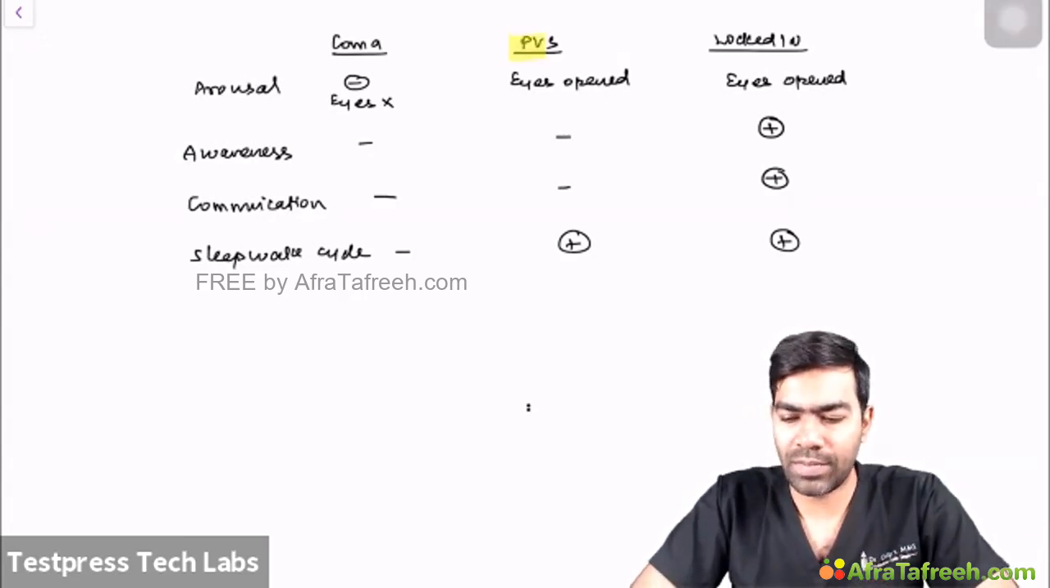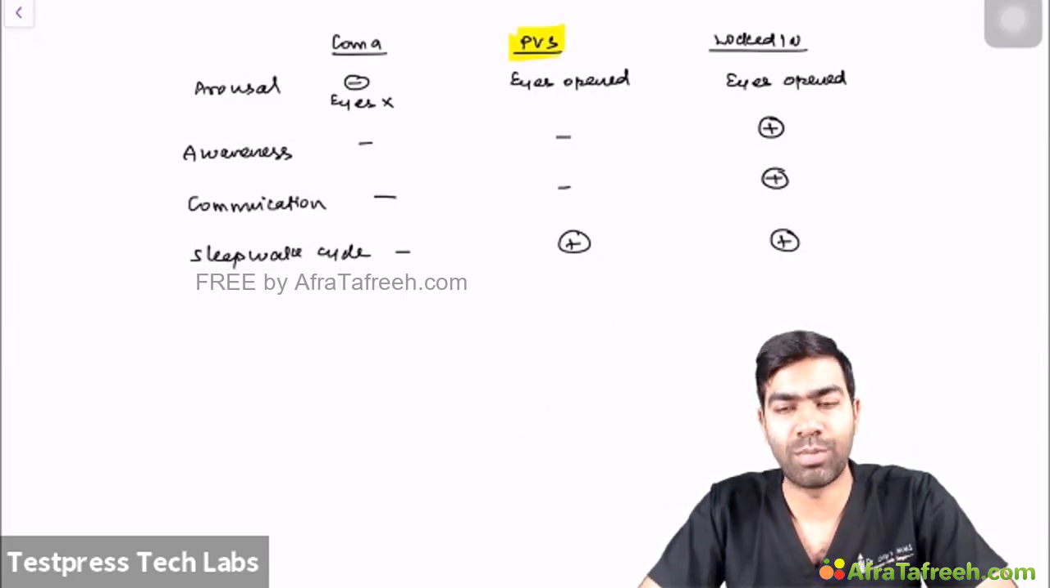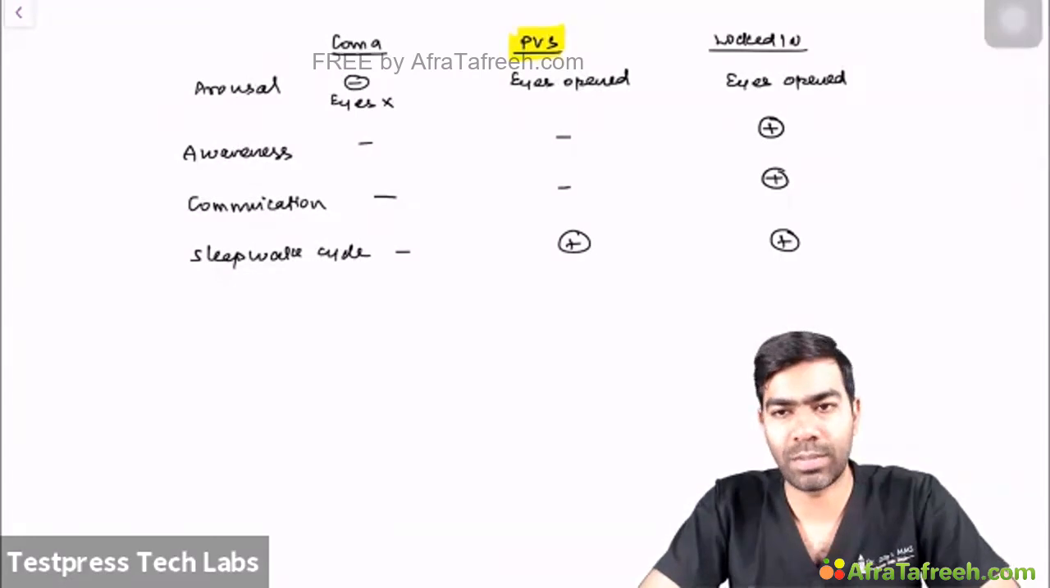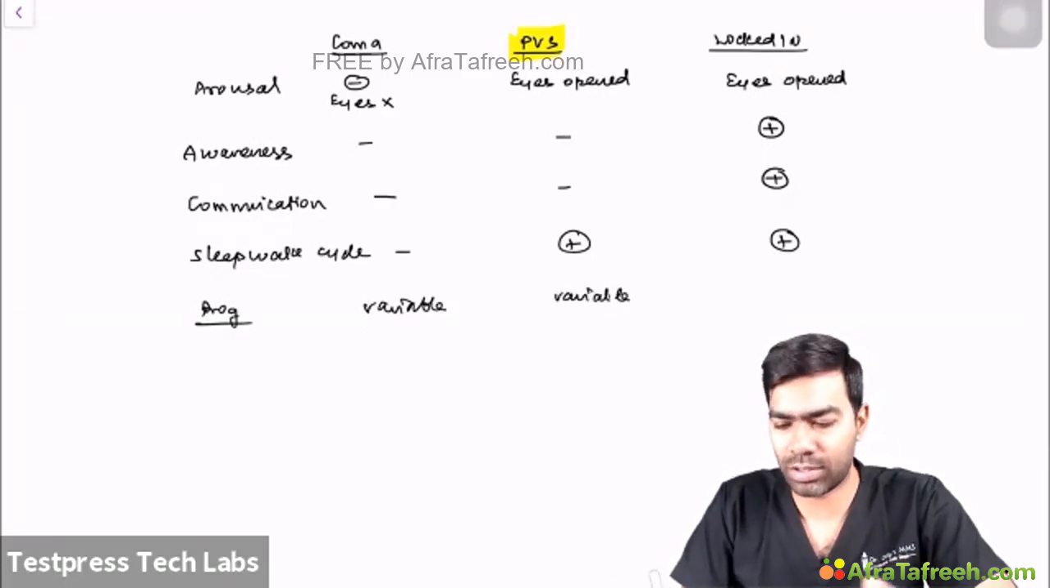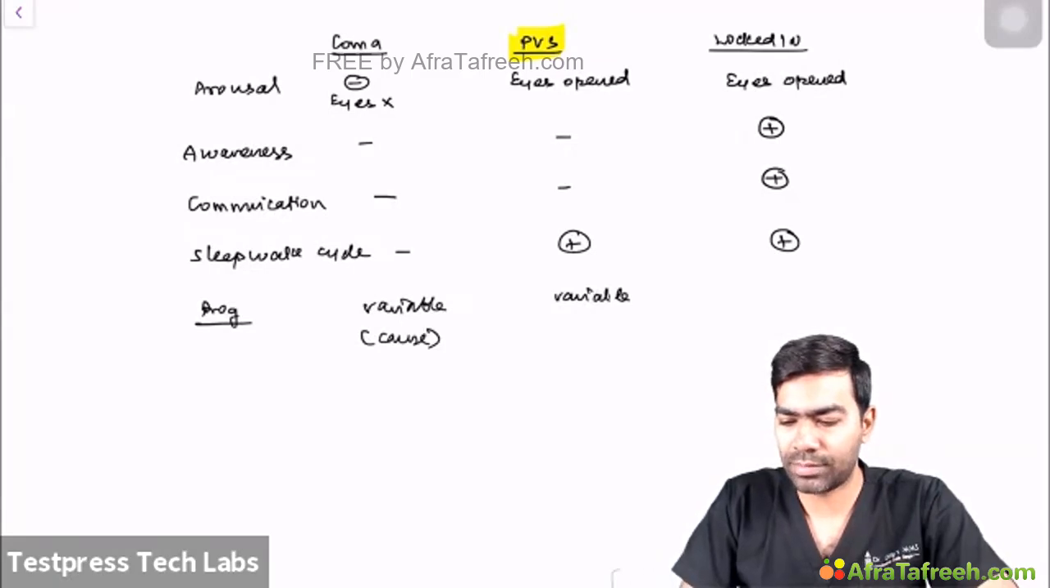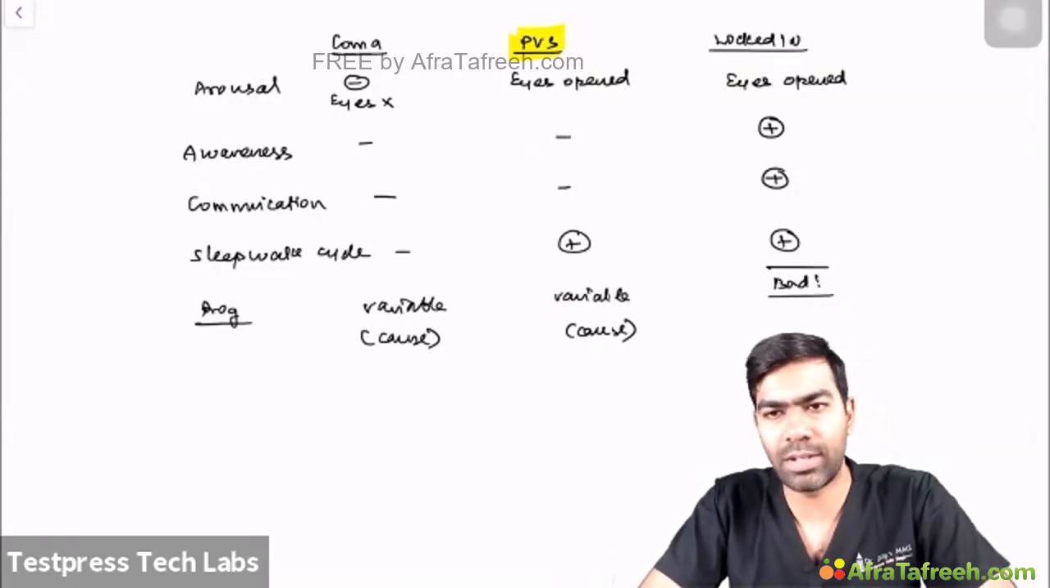For example, in persistent vegetative state, it's very difficult to convince the attenders that the patient has a poor prognosis, because PVS itself is a poor prognosis. As far as prognosis is concerned, coma and PVS are variable according to the cause. But locked-in state is universally bad. There's no good prognosis. They will usually die within 3-6 months, maybe. They don't survive beyond that.